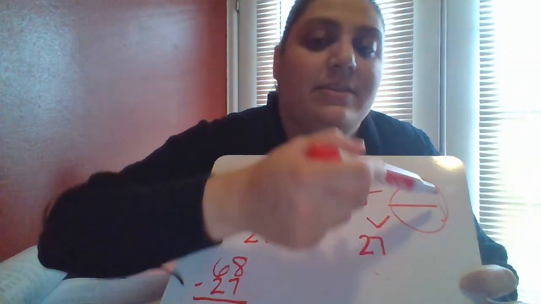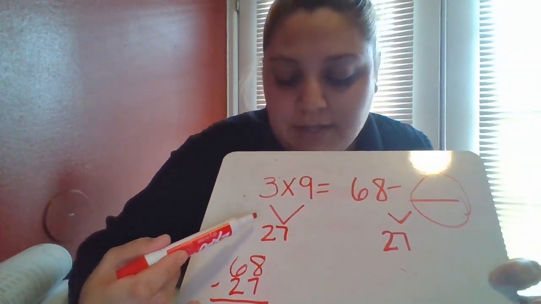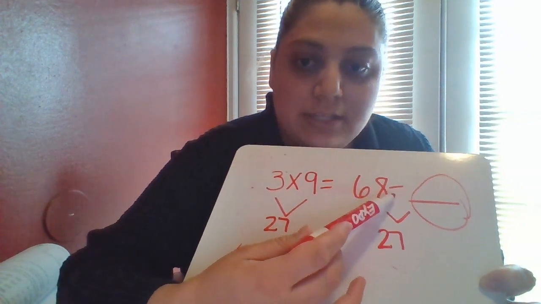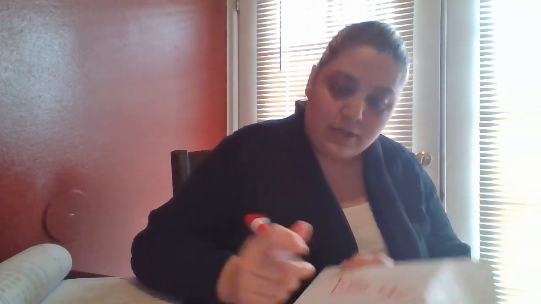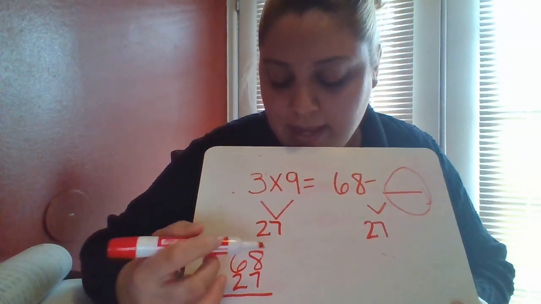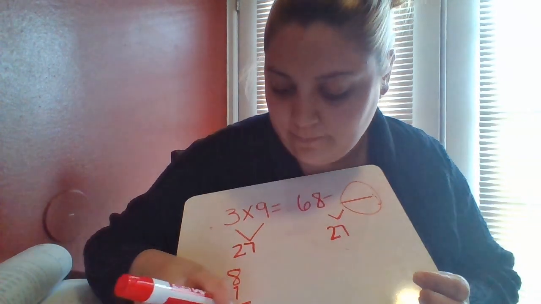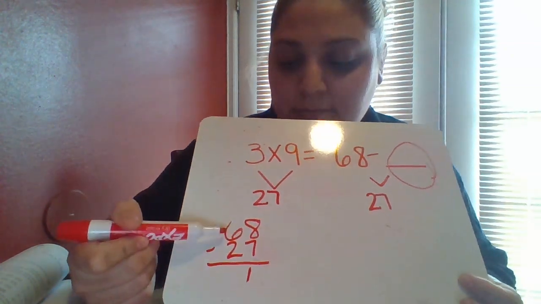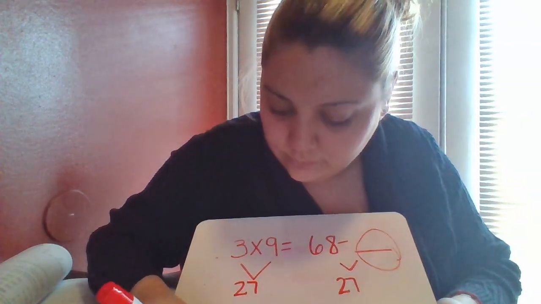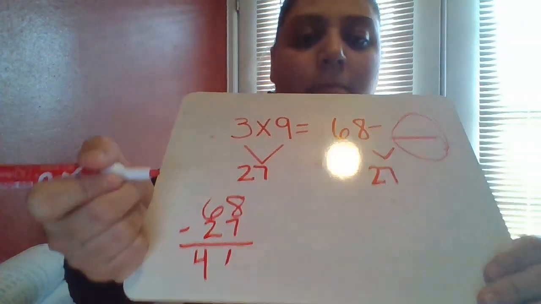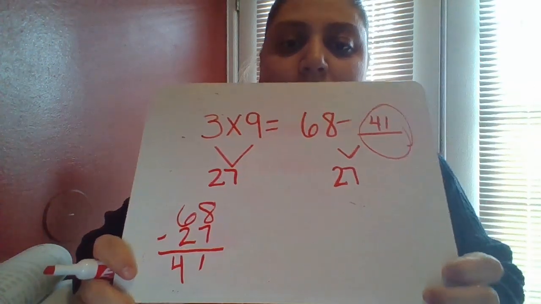So now I am going to actually subtract 68 minus 27 to find out this missing number. Okay, so I'm using the answer I got here, and then I just follow whatever operation is here. So I'm going to do minus. I'll start at the ones place. So 8 minus 7 is 1. And then 6 minus 2 is 4. Okay, so 41.